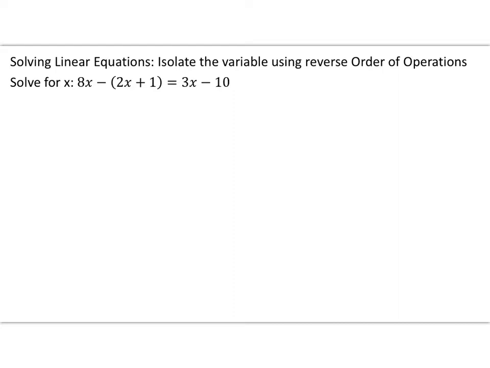So first, a little review for solving linear equations. So we have this linear equation, 8x minus the quantity 2x plus 1 equals 3x minus 10. So we solve linear equations by isolating the variables using reverse order of operations. So go ahead and pause the video and solve for x.